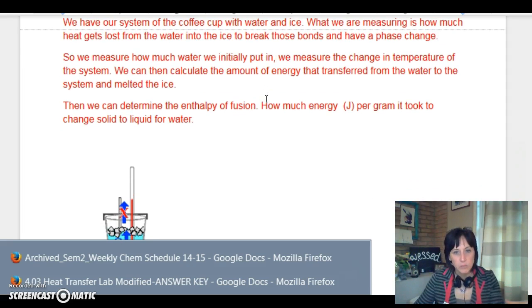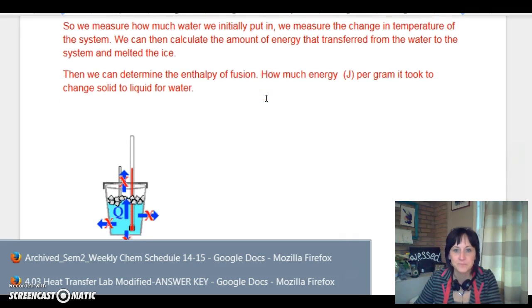So we measure how much water we put in, right? We get that change of temperature. We can calculate how much heat it took or how much heat it lost, that heat exchange. And then from there, if it took, let's say, 1,000 joules, and 1,000 joules melted 100 grams, then we can calculate that enthalpy of fusion, right? How many joules per gram it took to melt. And we know for water that it should be 334. So that's what we're doing.